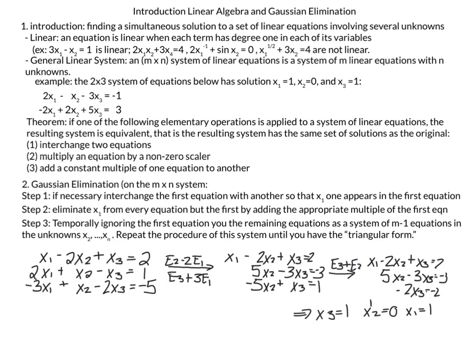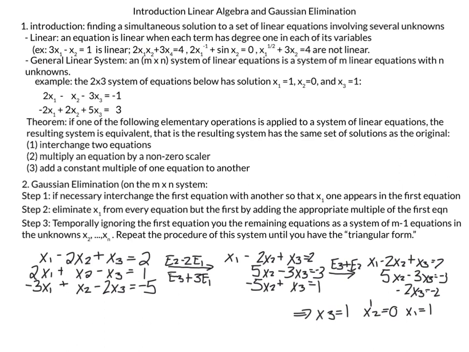What we talked about in this video is linear algebra and its goal of finding simultaneous solutions to a set of linear equations involving several unknowns. We defined linear. That means each term has degree 1. So here, terms are separated by addition signs. This one term has two variables multiplied together, so this term's degree is 2, so it's not linear.